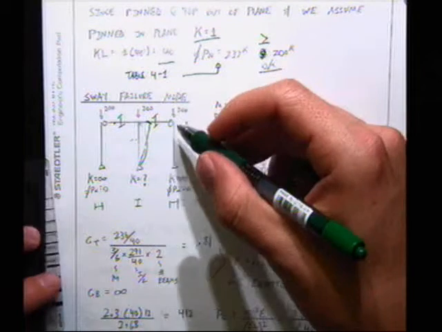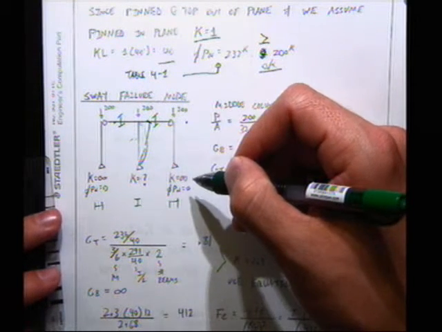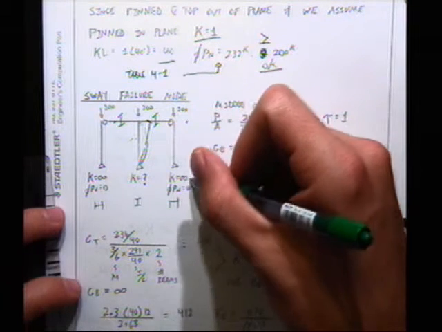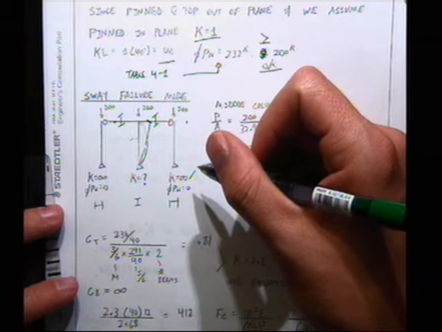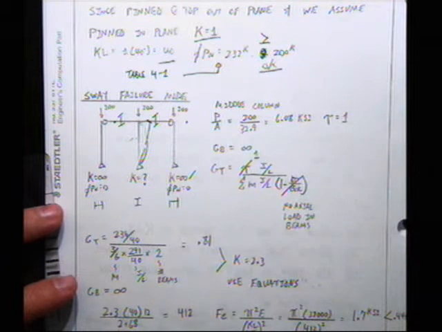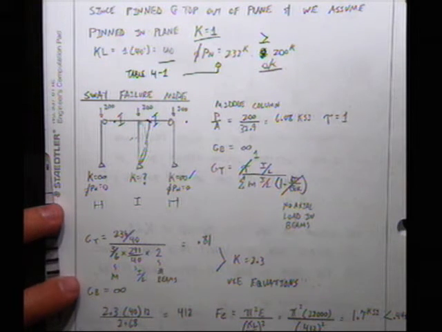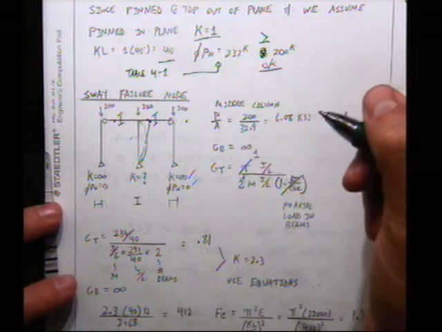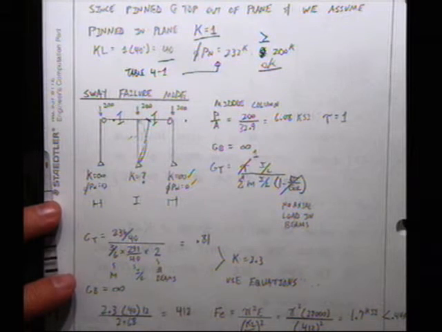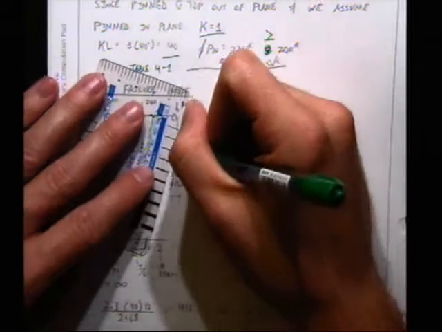Now we know this column has a pin at the top and a pin at the bottom. So for sway, what's the K? Infinity. The K is infinity. What does that mean the capacity is? 0. For sway, the capacity is 0, so its contribution to group failure is 0. Why? What kind of column is it? It's a leaner column.